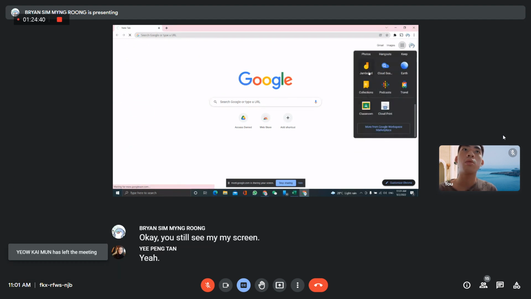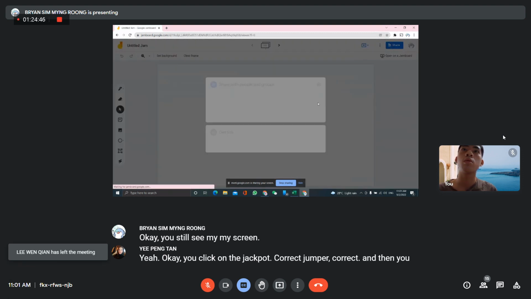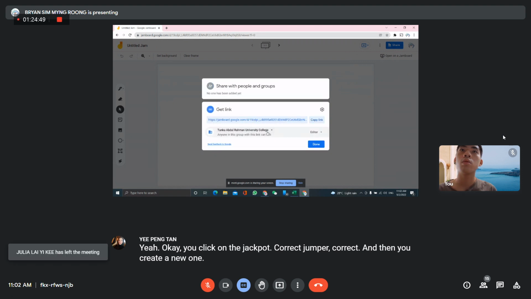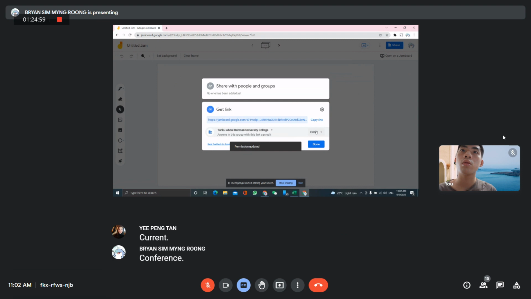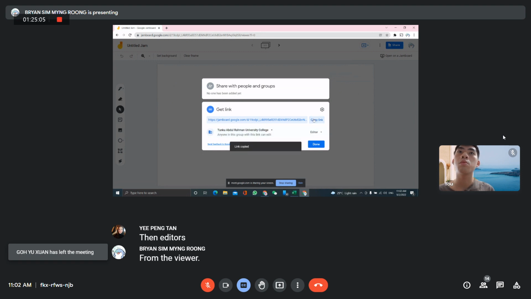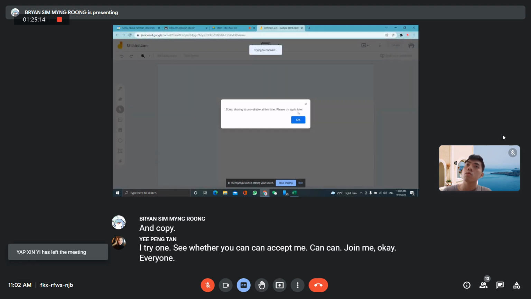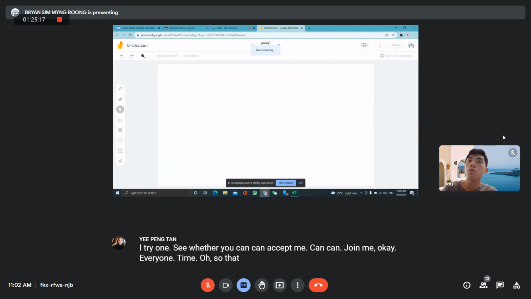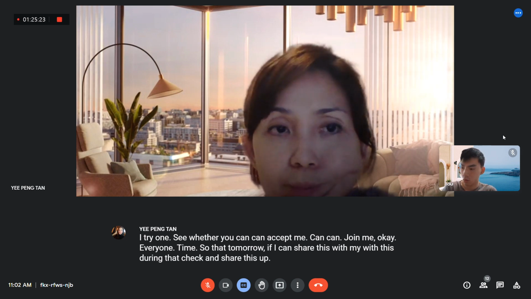Okay, you click on the Jamboard, correct? And then you create a new one. Then I press this one. At first it's restricted, so I press it. Then just choose editor, from viewer. Then copy the link. Now I try one, see whether you all can join me. Okay, wait, I do one time for myself, so that tomorrow, if I can share this during lecture, I can share this.